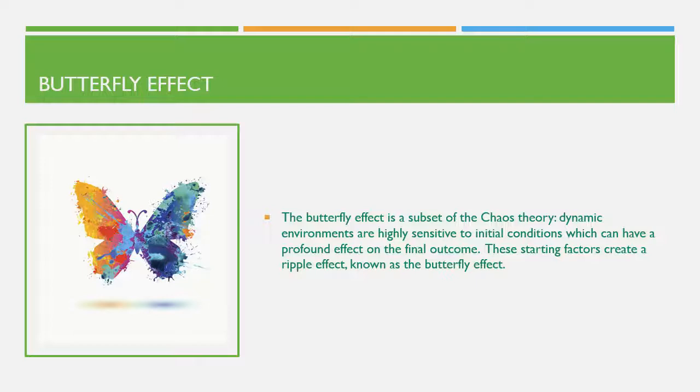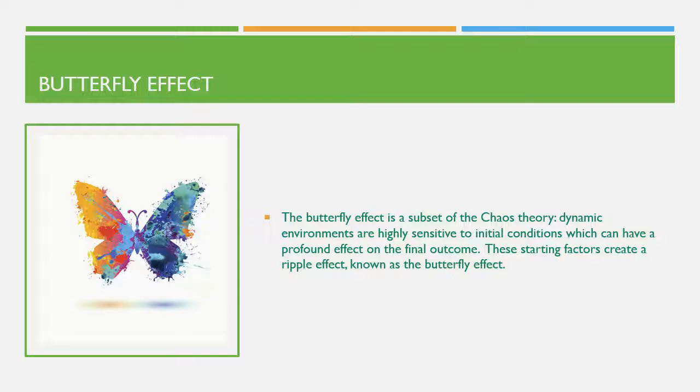The butterfly effect is one of the things that we talk about as part of the chaos theory. And this is kind of like the ripple effect. So they talk about the fact that it's kind of like a metaphor, like a butterfly beats its wings and then the air currents eventually become like a hurricane that wipes out an entire island, right? So dynamic environments such as nursing are highly sensitive to initial conditions. So those little changes can have a profound effect on the final outcome.